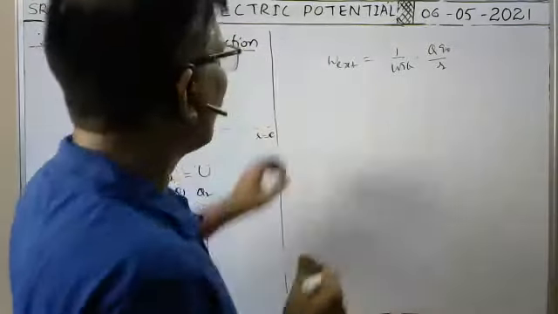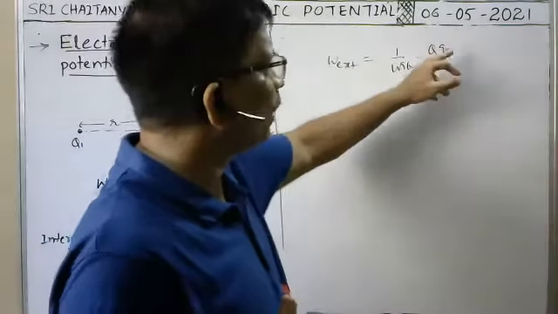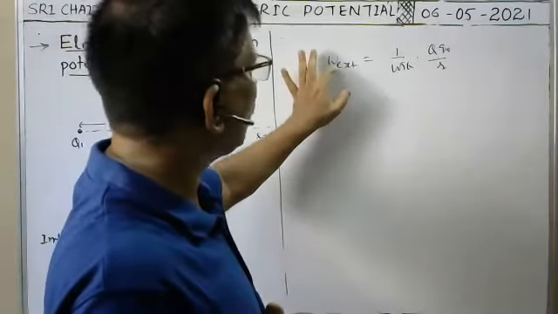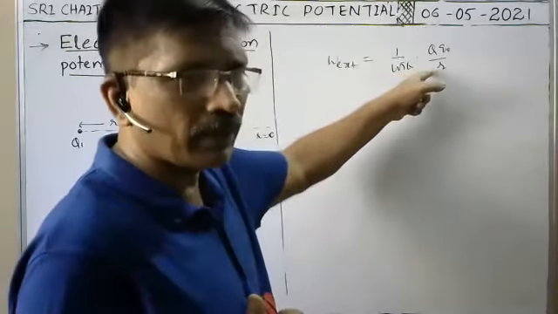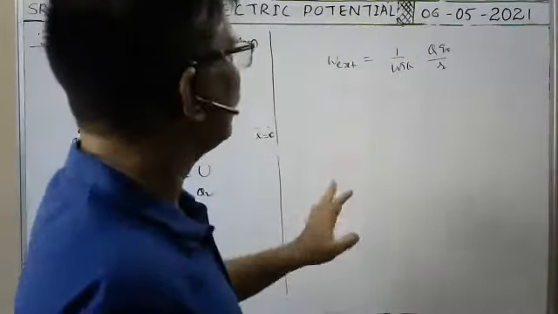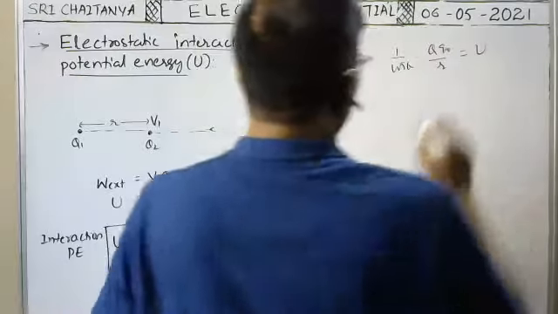So therefore, the external work done to bring the Q naught unit test charge from infinity to the point in the electric field is equal to W external by Q naught. That is called the electric potential at that point. But here we have to find the potential energy.